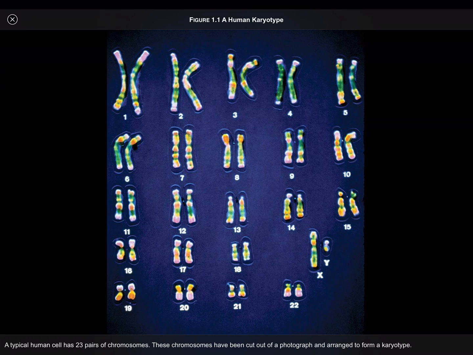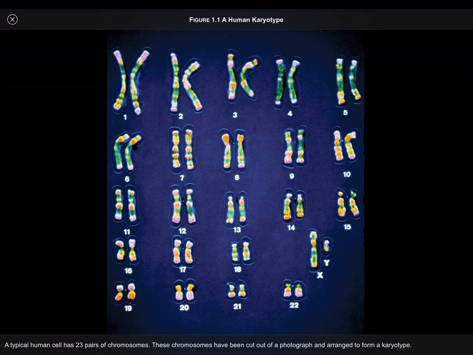Notice that there are a total of 46 chromosomes in a typical human cell, or 23 pairs. The very last set of chromosomes on this karyotype are called the sex chromosomes. Notice you see an X and a Y. Sex chromosomes are one of two chromosomes that determines an individual's sex. Humans contain two sex chromosomes. Females have an XX and males have an XY.